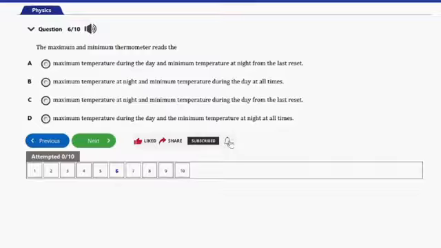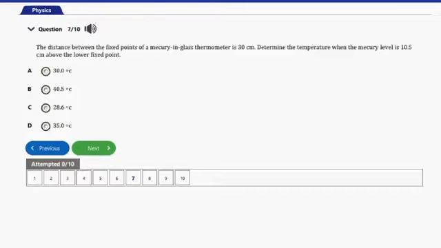So let's go ahead and consider the next question. So that's question number 7 here. It says the distance between the fixed points of a mercury in glass thermometer is 30 cm. Determine the temperature when the mercury level is 10.5 cm above the lower fixed point.